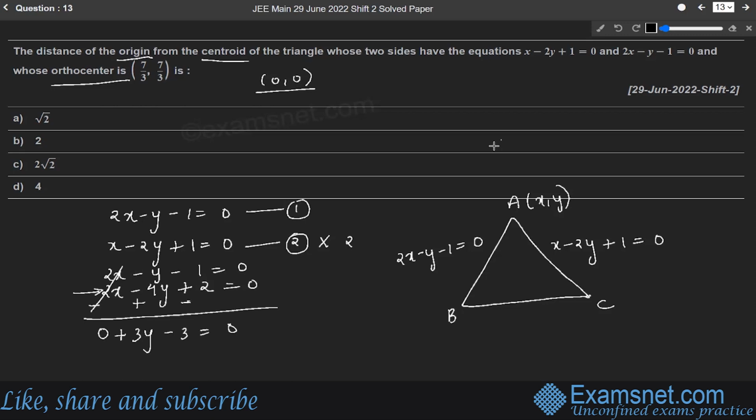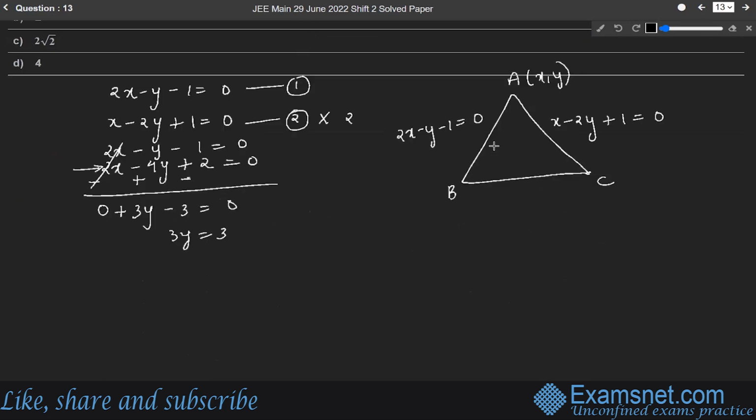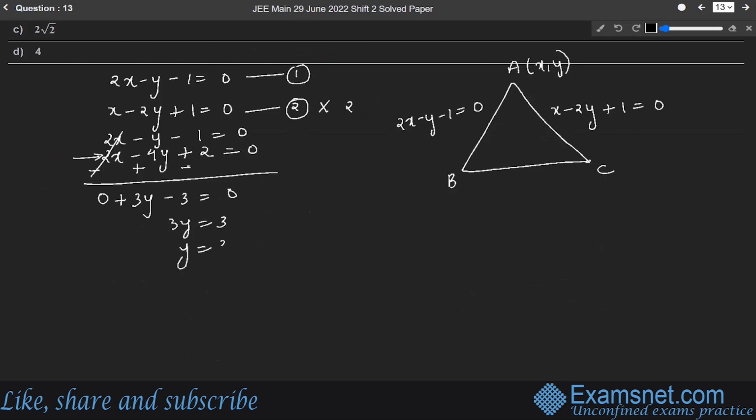It is equal to 0. It means that 3y will be equal to 3, right? When 3y is equal to 3, then y will be equal to 3 by 3, which is equal to 1. We have the value of y, which is 1.